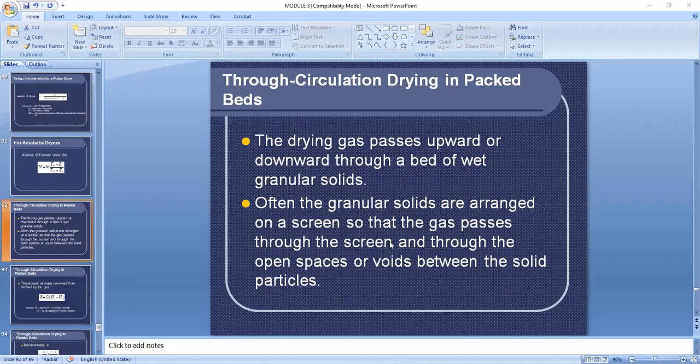Often the granular solids here are arranged on a screen so that the gas passes through the screen. So it's either from the bottom going up or from the top going down, so that the gas passes through the screen and through the open spaces or voids between the solid particles in your screen or in your bed. Because we're talking here about through circulation drying in packed beds.